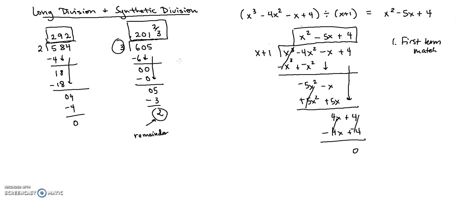Okay, so the same process as it is with numbers. First term match, multiply, subtract. Remember, subtract means change all the signs, and then bring down the next number.